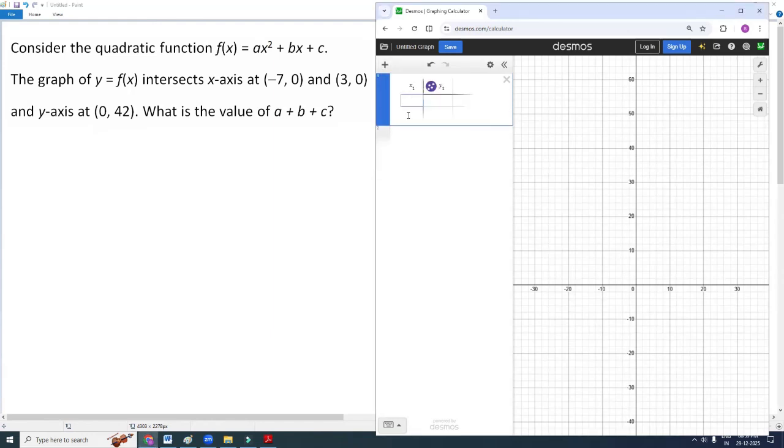Now let's take the first point, that is (-7, 0). The second point, (3, 0). The third point, that is the y-intercept, (0, 42).